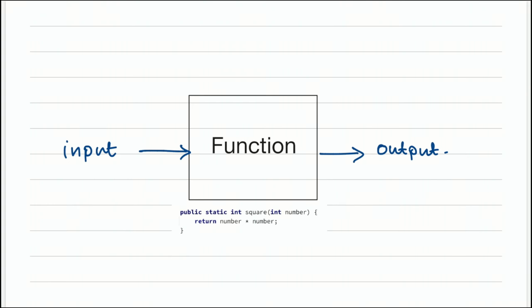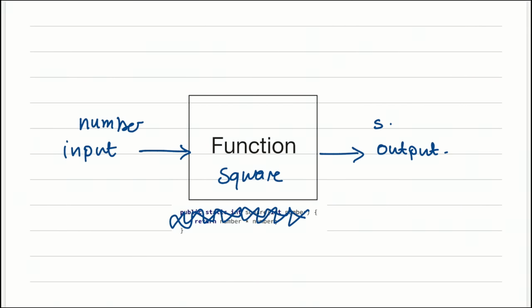So back to this diagram, the function here is square. The input is the number that you pass to it, and the output is the square of that number. So if I told you, without really revealing the implementation of square, that I have a function called square, you pass to it a number, and it returns the square of that number, would you really have to know any of the fine implementations of the function to know what to expect? And the answer is no.